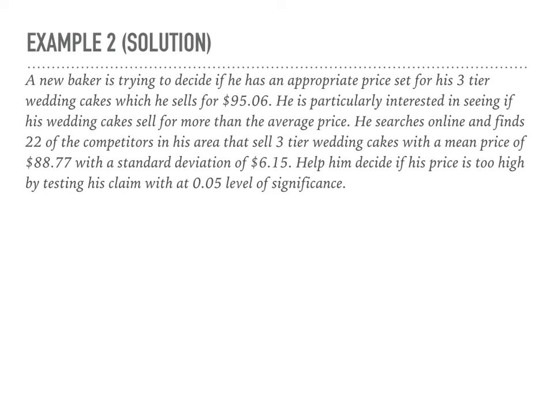A new baker is trying to decide if he has an appropriate price set for his 3-tier wedding cakes, which he sells for $95.06. He is particularly interested in seeing if his wedding cakes sell for more than the average price. He researches online and finds 22 of the competitors in his area that sell 3-tier wedding cakes with a mean price of $88.77, with a standard deviation of $6.15. Help him decide if he's selling them for too much by testing his claim with a 0.05 level of significance.